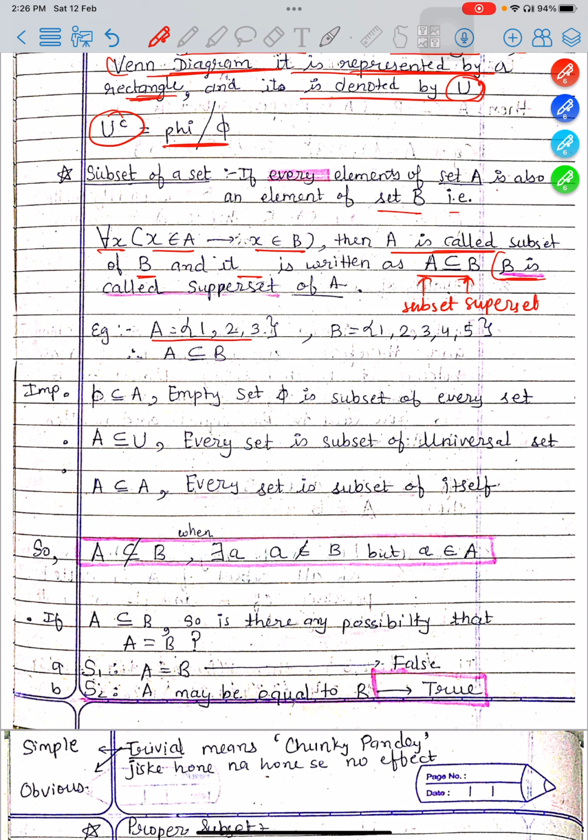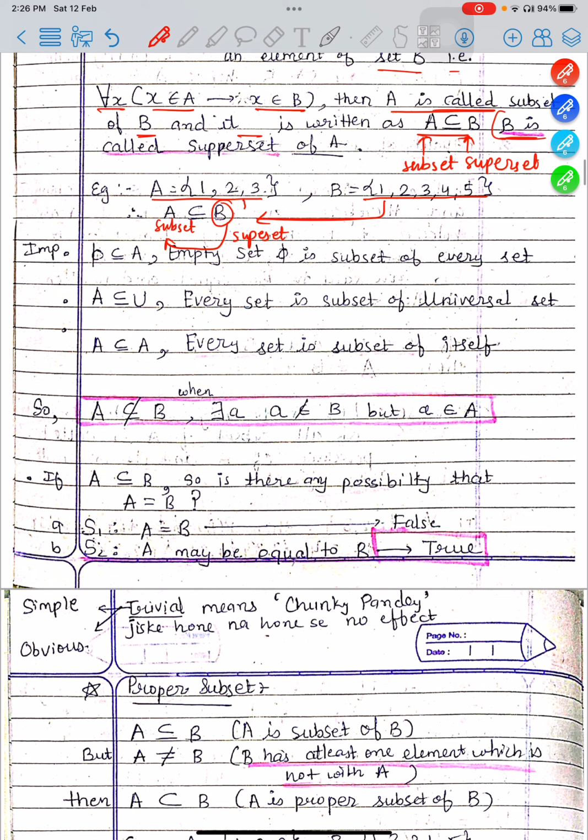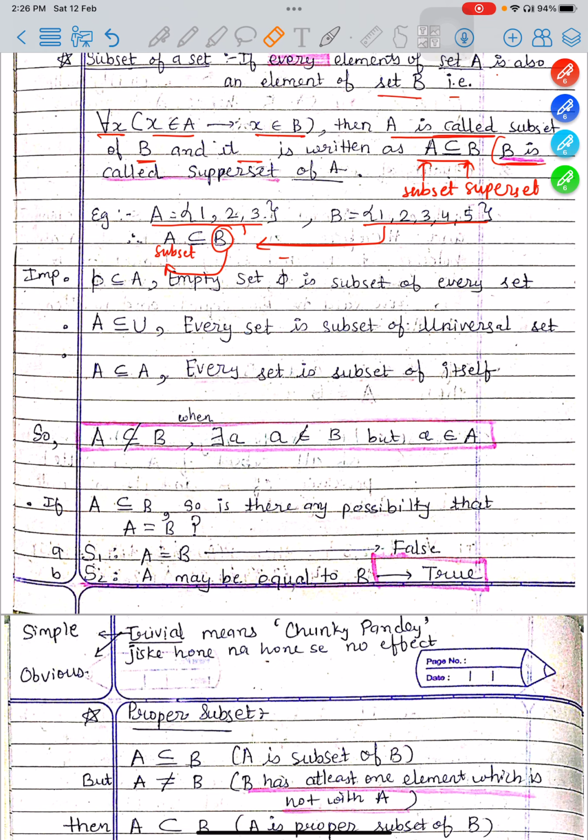So A is 1, 2, 3, and B is 1, 2, 3, 4, 5. Therefore, we can say that A is a subset of B and B is a superset of A. Don't mind my spellings, I'm writing very roughly right now.